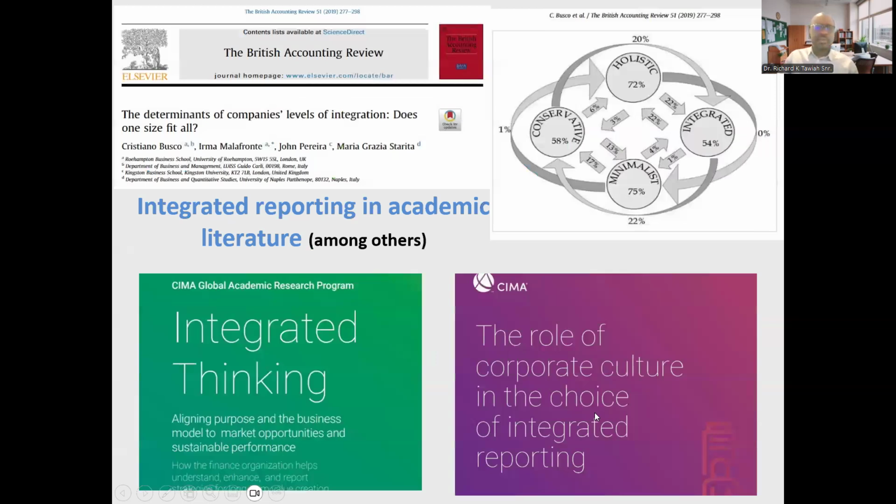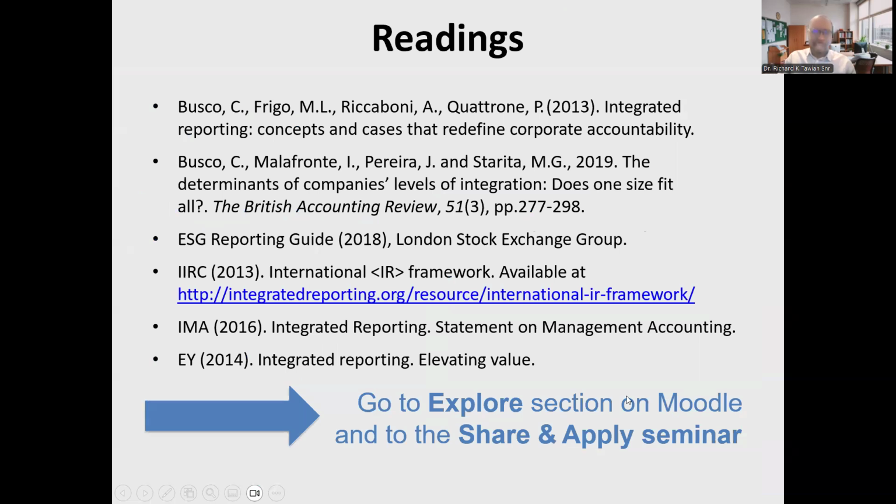All right, so we're wrapping up. Again, many publications on this have gone on in the years. We've got this by Cristiano et al., Determinants of companies' level of integration: Does one size fit all? Definitely, when you read it, you realize no. There's another one there by the British Accounting Review, which has been published there. Integrated thinking, the CIMA Global Academic Research. So all professional bodies are all thinking alike. Integrated reporting, the role of corporate culture and the choice of integrated reporting, right? And I end here.